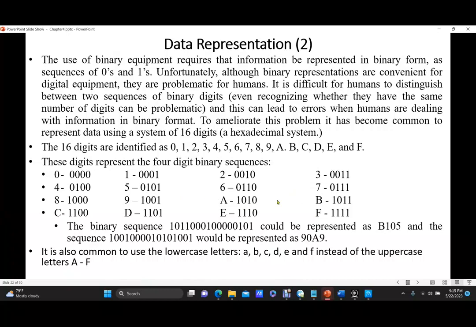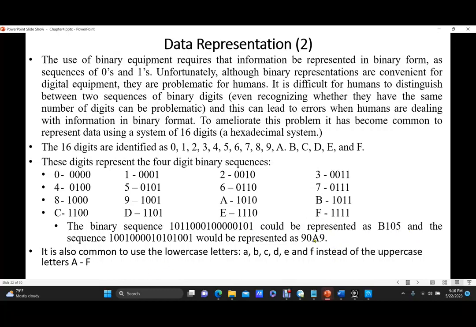These are relatively easy to convert from binary to hexadecimal or hexadecimal to binary. The sequence 1011 is B, 0001 is 1, 0000 is 0, 0101 is 5.